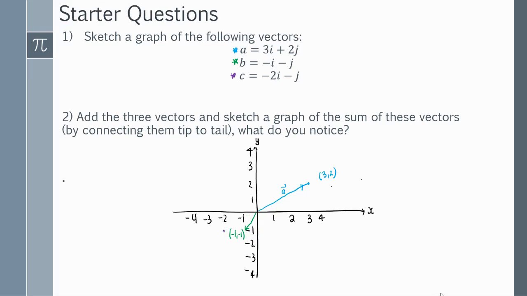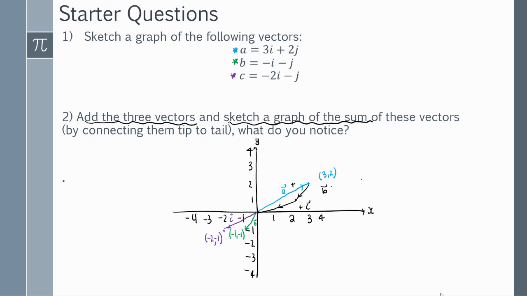After you've drawn in the three vectors, we're going to add these three vectors and sketch a graph of the sum of these vectors. So by this, I mean that I'm going to take vector A, then I'm going to add on vector B to the end of vector A, and then I'm going to add on vector C to the end of vector B. So start with A plus B. Make sure the start of B is at the end of A. And then once I've drawn vector B attached to vector A, I'm then going to draw vector C.